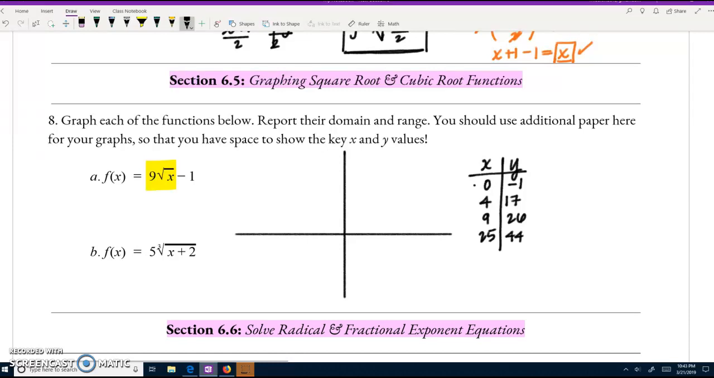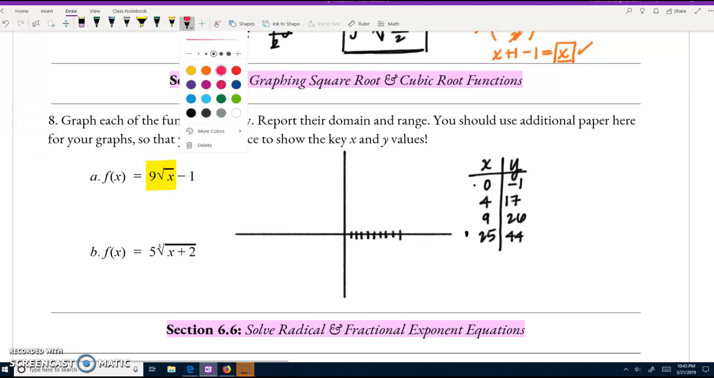So let's go ahead and plug these values in. I'm going to put 1, 2, 3, 4, 5, 6, 7, 8, 9, and then 25 is kind of way over here on my graph. But then I'll go ahead and plot my points. So 0, negative 1 happens right about here.